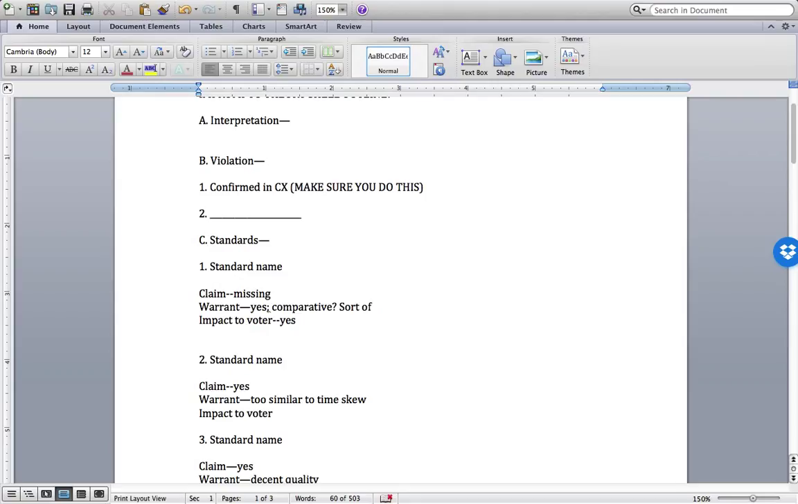And then on the interp, you're reading a counter interp, and then against the interp, just think of all the arguments people make and practice responding to them. Does that make sense? You should basically be able to construct the whole theory debate in your head.